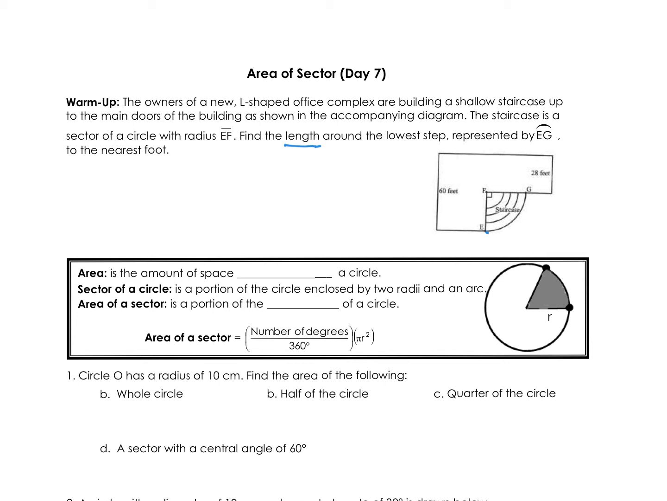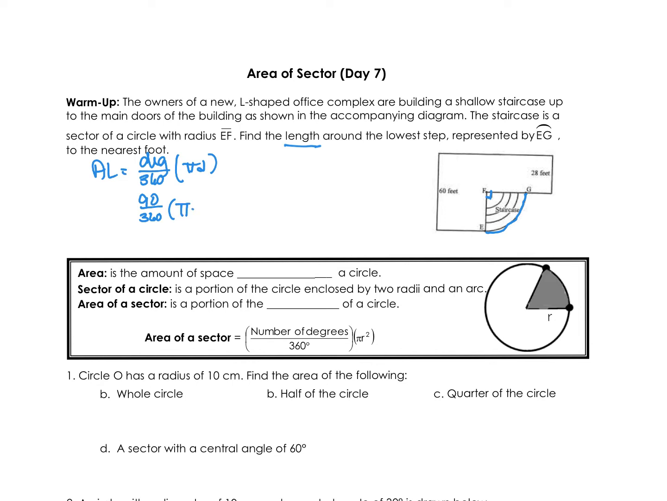So they want this curved length right here, which is arc length, which is degree over 360 times the circumference. We don't want the whole circumference around the circle, only part of it. Now, the degree is right here. It is 90 out of 360 times pi.